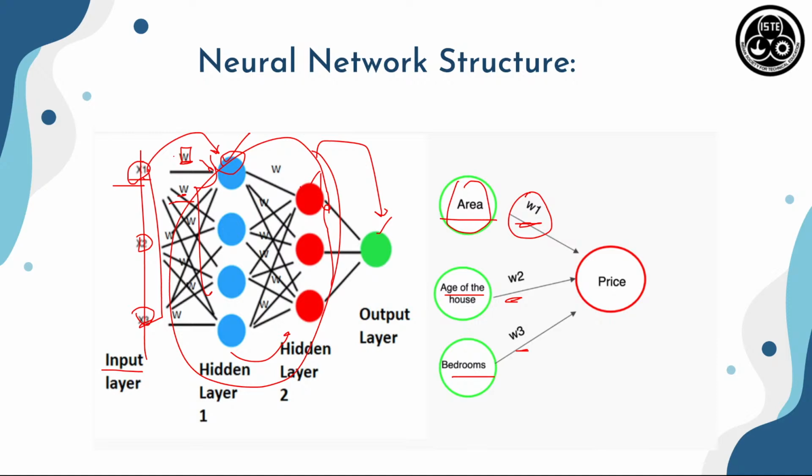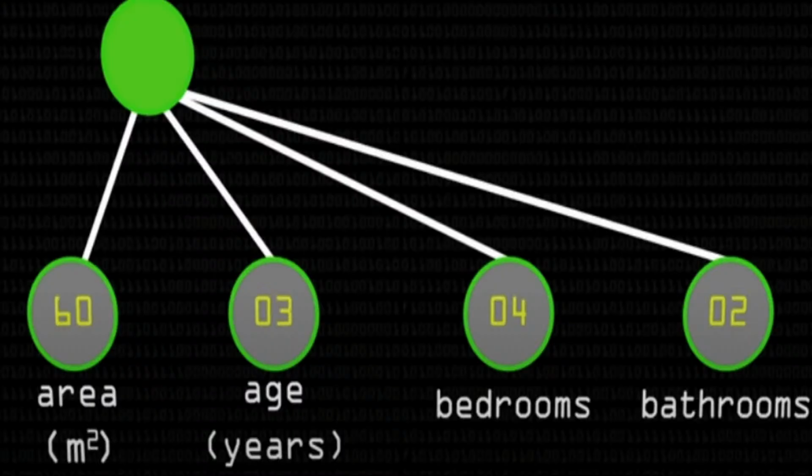Okay. So here a neural network is drawn in a horizontal format. Now, what do you mean? This is not actually a neural network. This is just a collection of nodes. Like this is one layer, the input layer, and this is one neuron which is connected to all the other neurons, right? So let's say the area is 60 meters square, the age is 3, the number of bedrooms is 4, and the bathroom is 2. So this neuron will be connected to all these neurons.